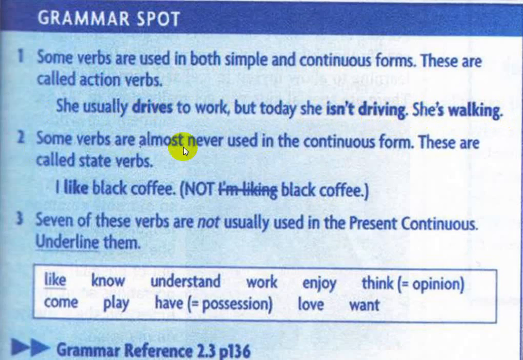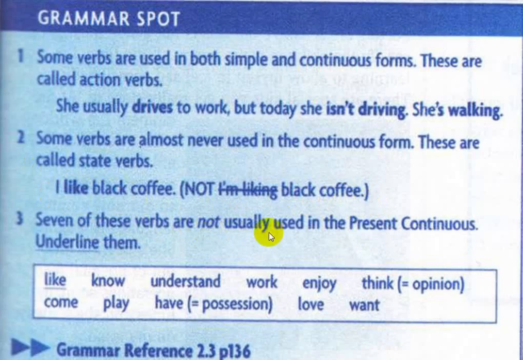Some verbs are almost never used in the continuous form. These are called state verbs. They are almost never used in the continuous form. For example, I like black coffee. That is a correct sentence. The verb like here is a state verb and is not used in the continuous. Not I'm liking black coffee.